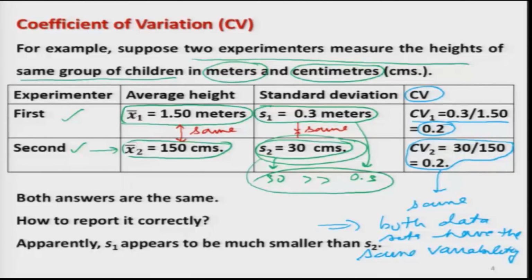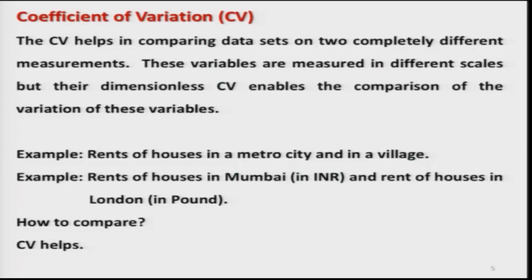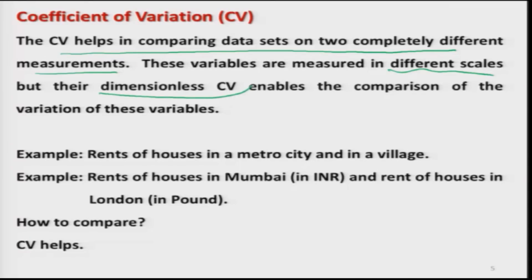And this was not possible by looking only at the values of mean and standard deviation. So, similarly, this coefficient of variation also helps us in comparing the data sets on two completely different measurements. These observations can be obtained on different scales, but the advantage that the coefficient of variation has is that it is dimensionless. So, this helps us in the comparison of the variation in two data sets.